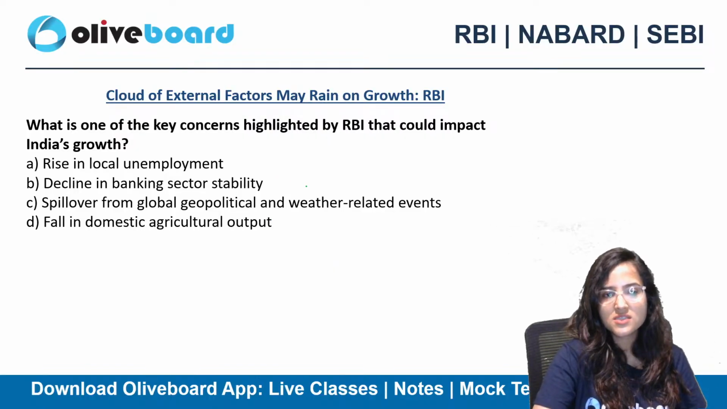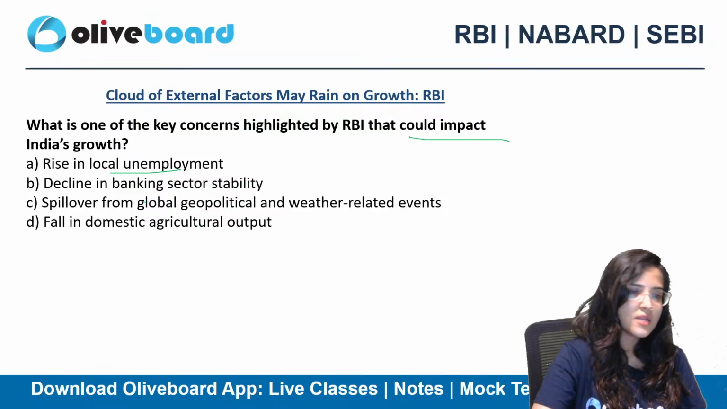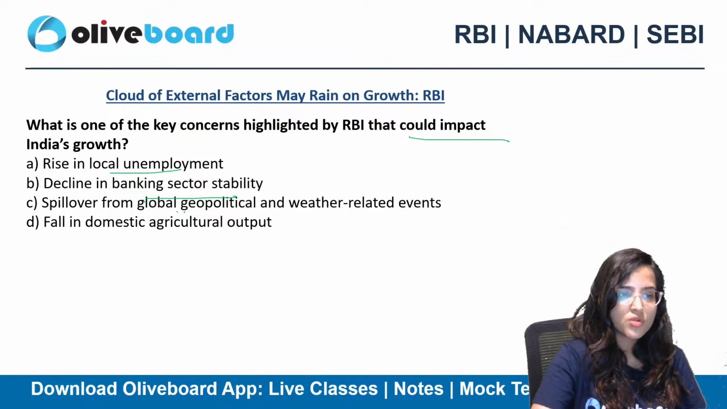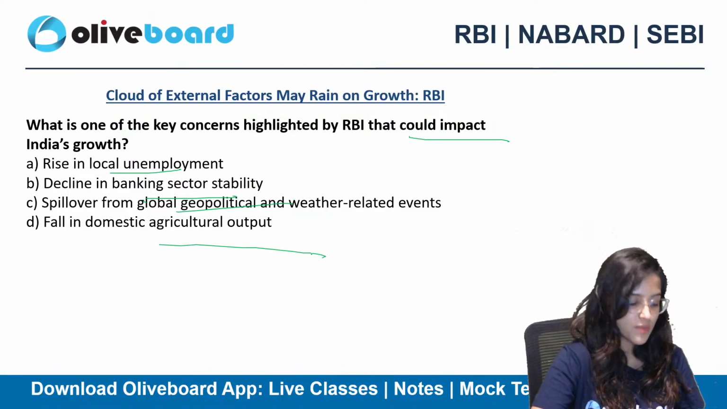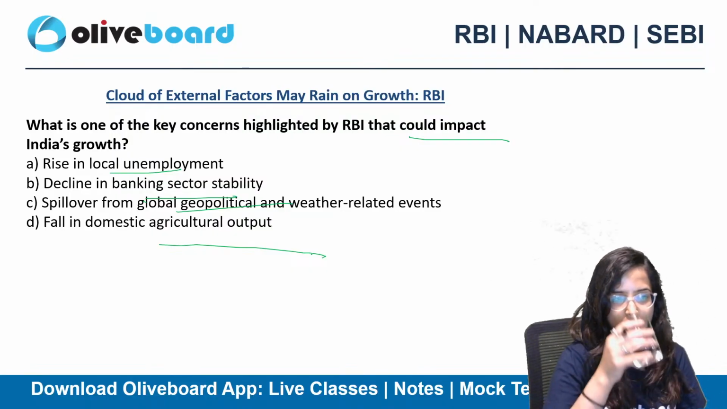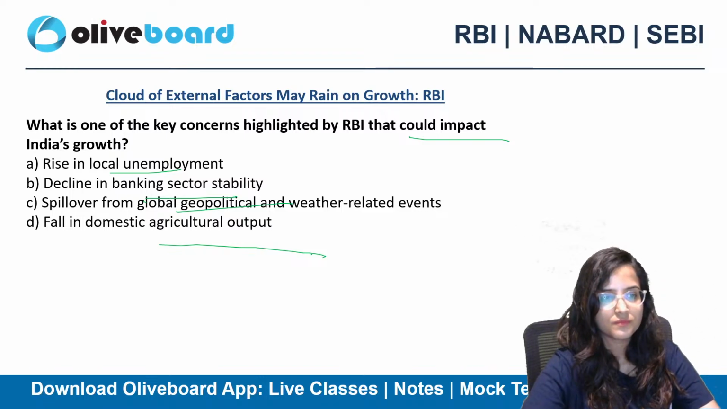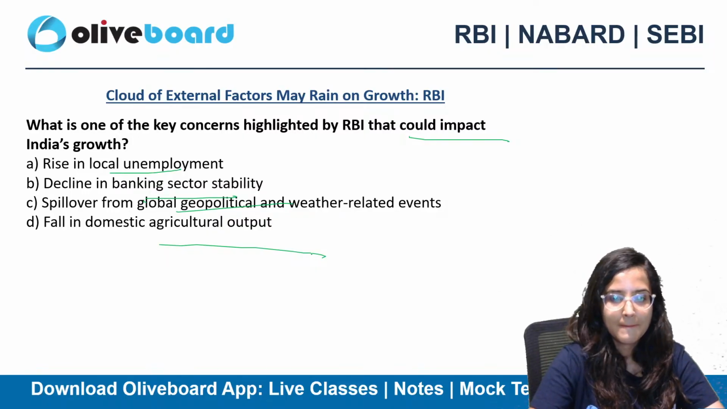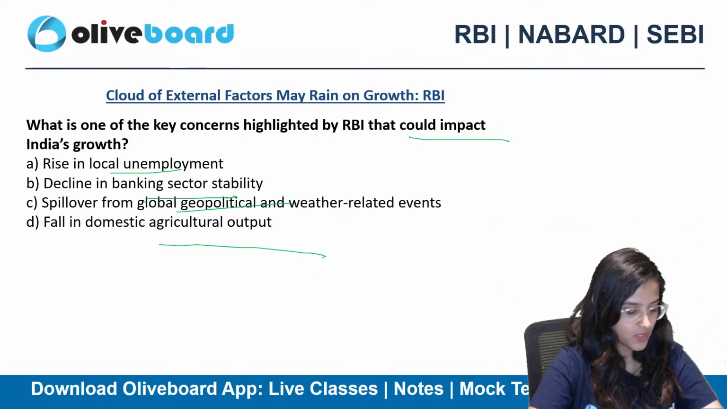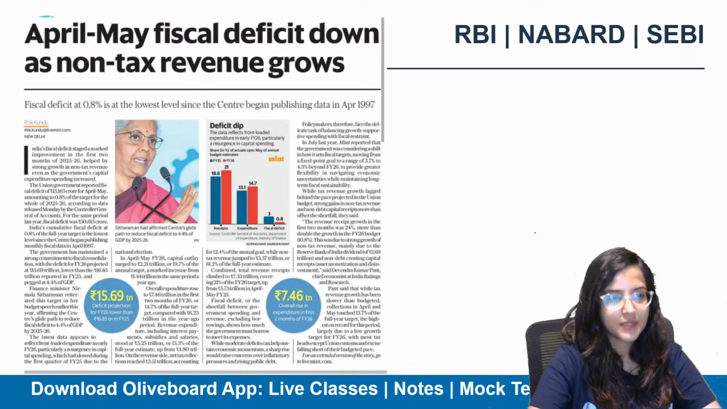So what is one of the key concerns highlighted by RBI that could impact India's growth? A rise in local unemployment, decline in banking sector stability, spillover from global geopolitical and weather related events, fall in domestic agricultural output. Hanji, what is the answer? Yes, absolutely correct. Spillover from global geopolitical and weather related events. Right?